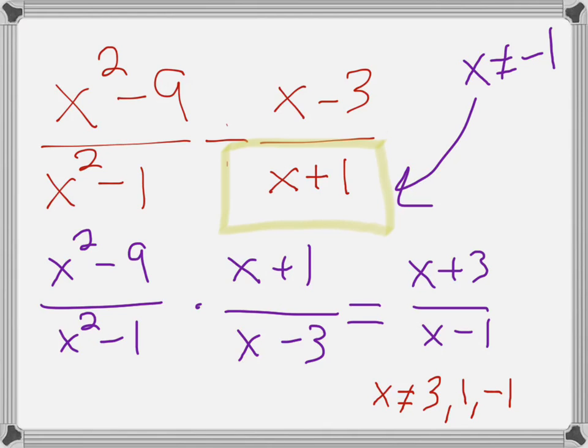Now, this is probably a bad example because notice how negative 1 is already showing up in my restrictions. So just be aware that there may be a denominator you're missing. So check every line and make sure that you're not causing any domain problems.